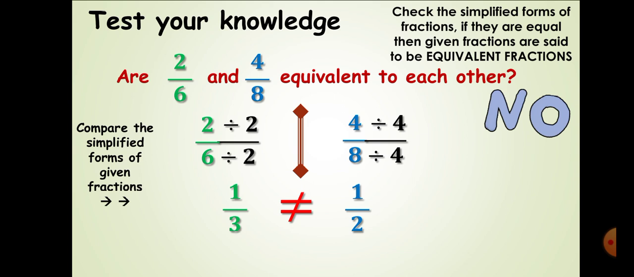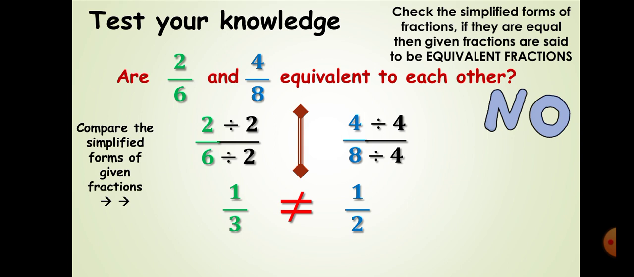If they're asking, then of course you have to do it. So you have to test it. Okay, first G. So you have to check the simplified form of the fraction. If they're equal, then the fractions are said to be equivalent fractions. So first we have to make it a simplified form. After that, we check whether they are equivalent or not, because they may carry some other amount. Okay, so here, are 2 over 6 and 4 over 8 equivalent to each other?